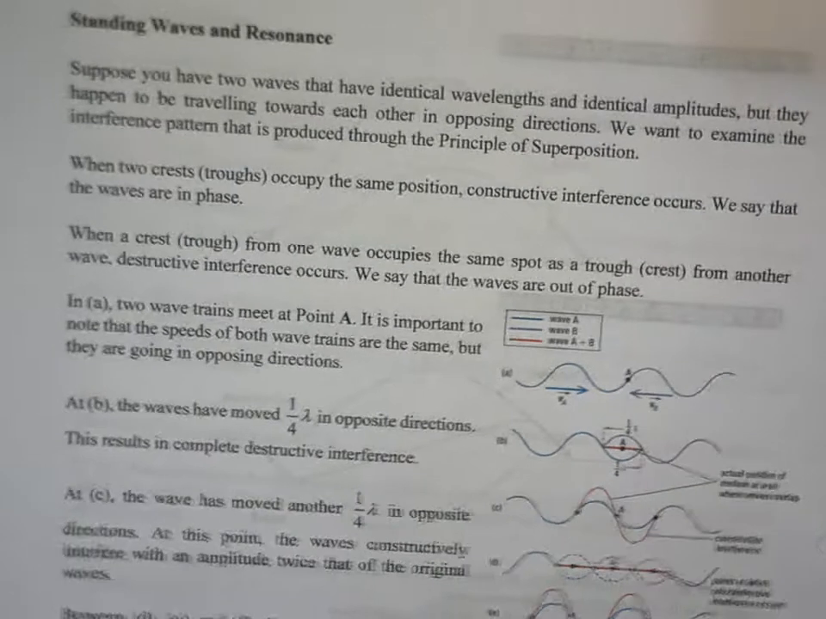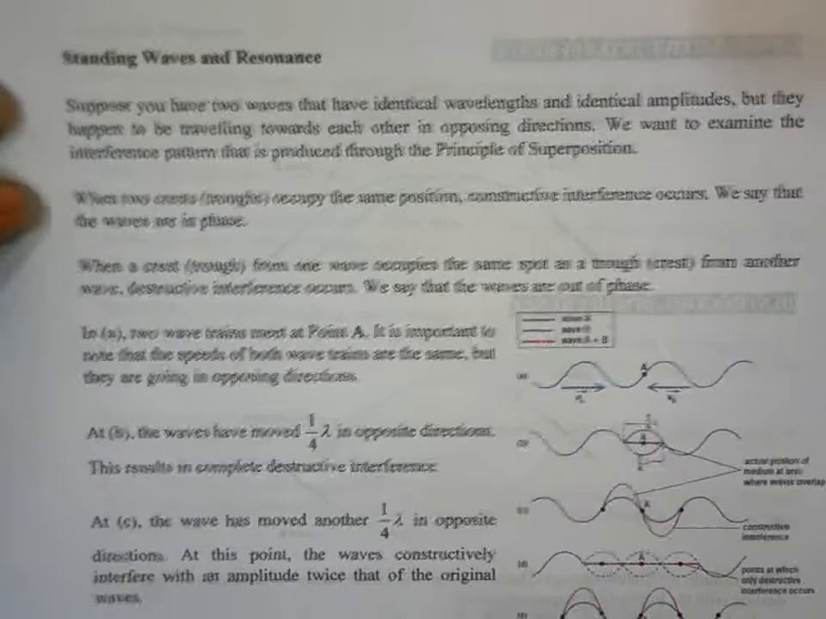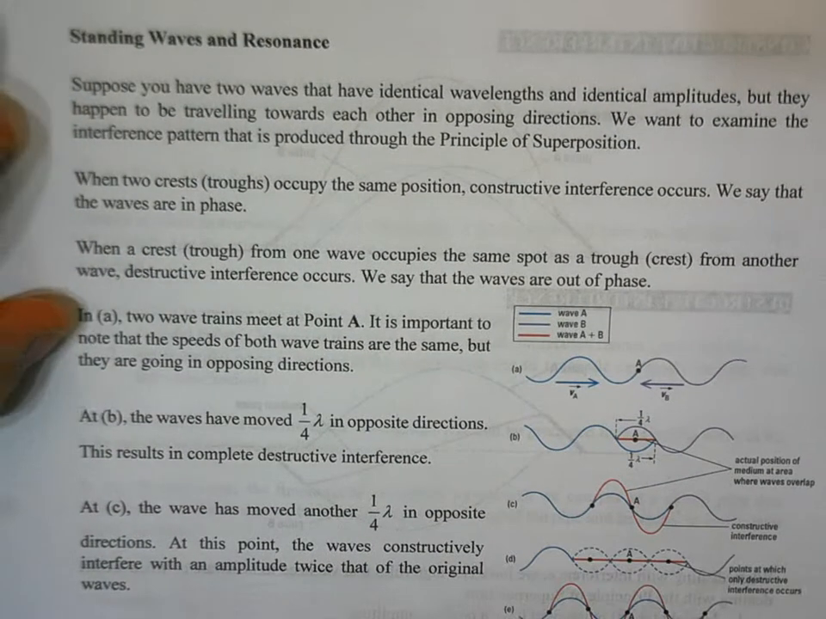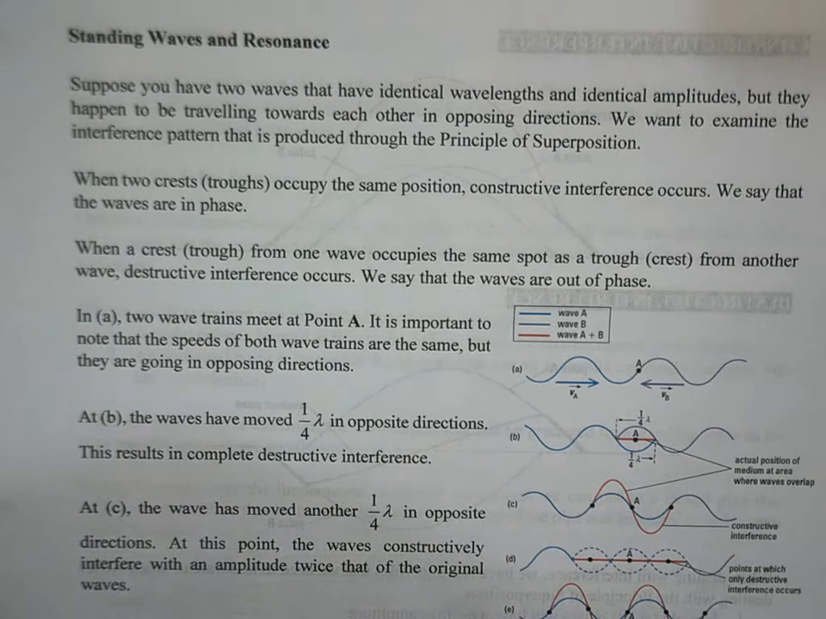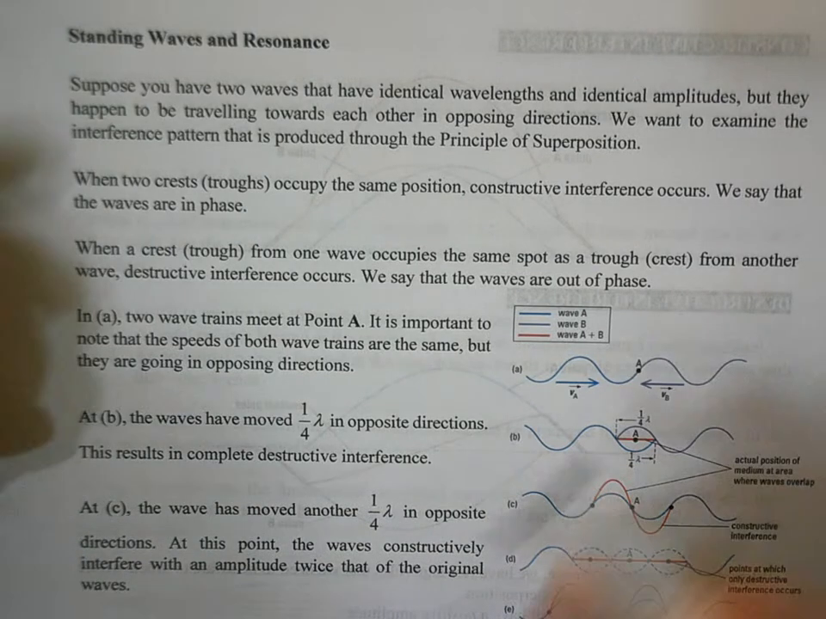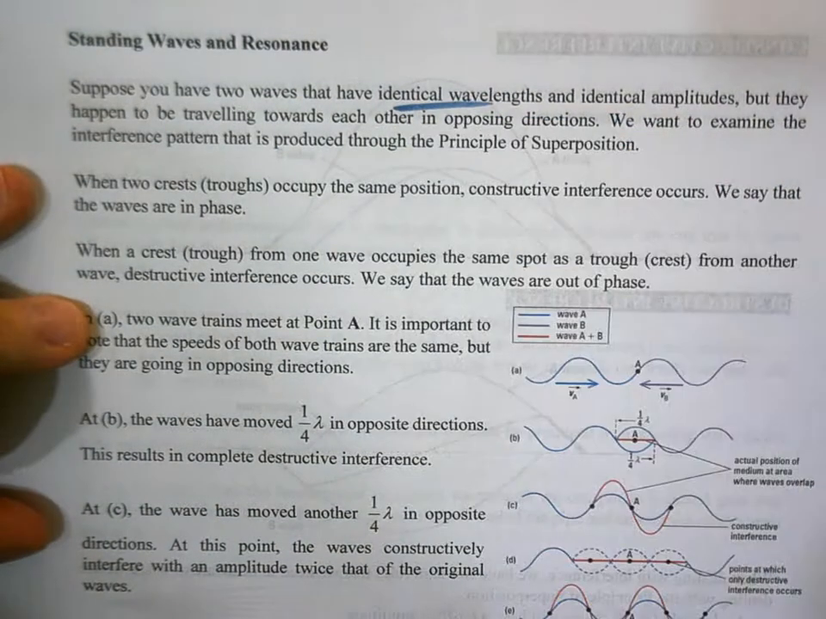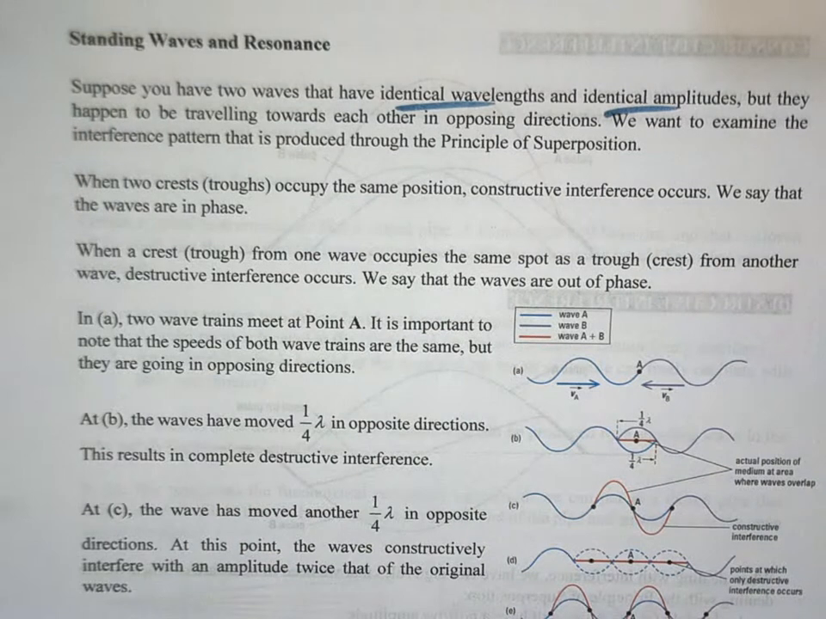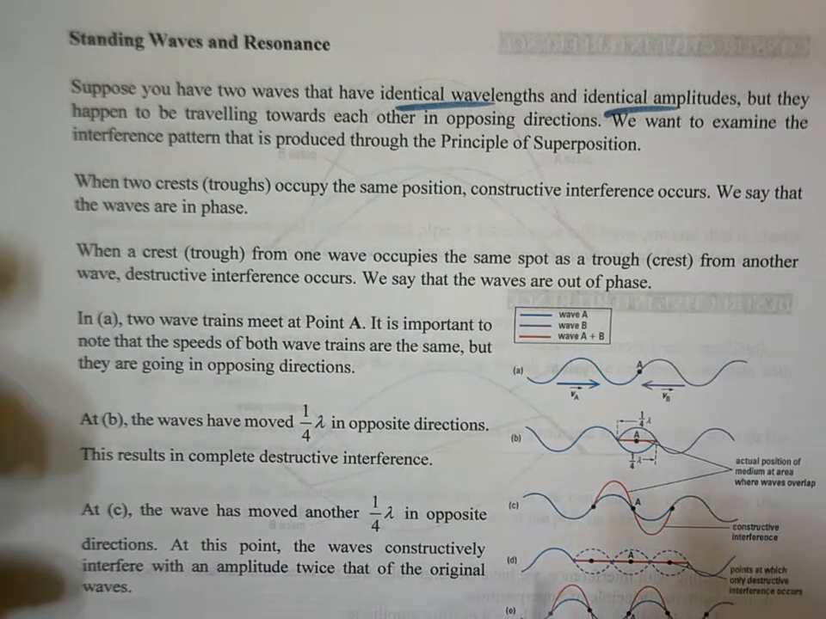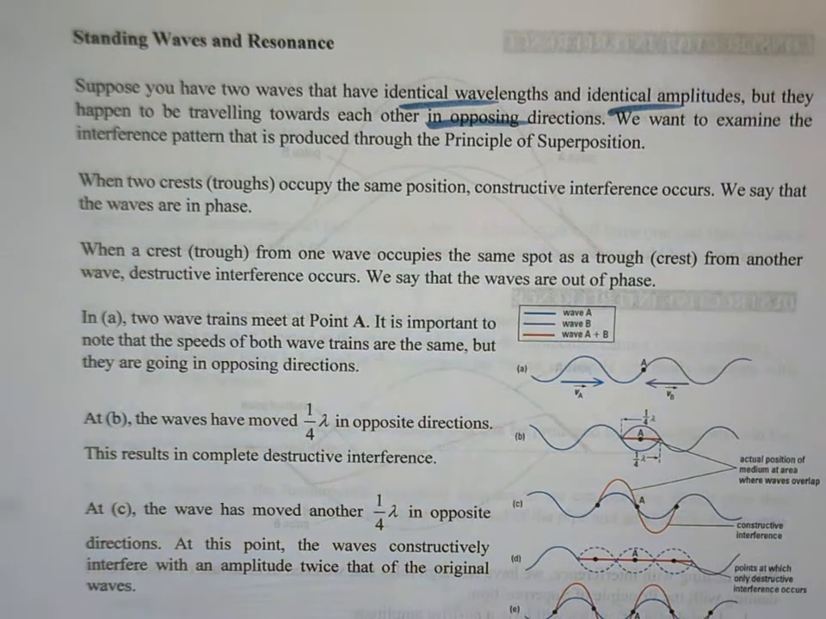So the last thing we want to tie up here for theory purposes has to do with standing waves and resonance. When we're dealing with standing waves, you're going to have two waves. They have identical wavelengths and identical amplitudes. So they are going to be the exact same waves. They are just going to travel in opposite directions.